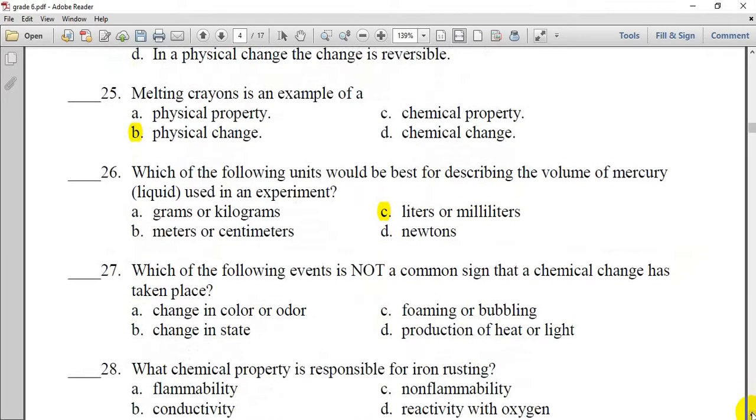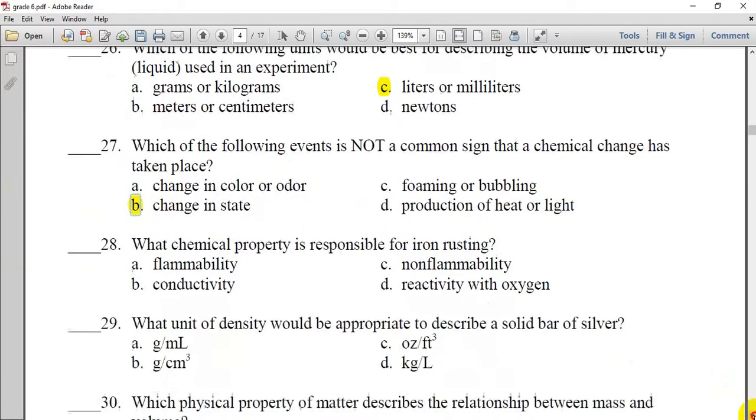27. Which of the following events is not a common sign that a chemical change has taken place? One of them is not a sign for chemical change. Let's see, letter A, change in color or odor. This is a sign for chemical change. Change in state, foaming or bubbling or releasing of gas, production of heat or light. So three of them are signs for chemical change except one. Which one do you think? Of course it will be change in state, because a change in state isn't a sign for a chemical change. Change in state is a physical change.